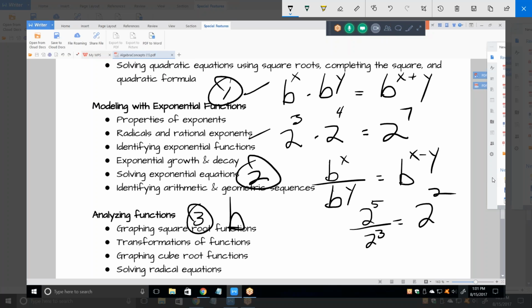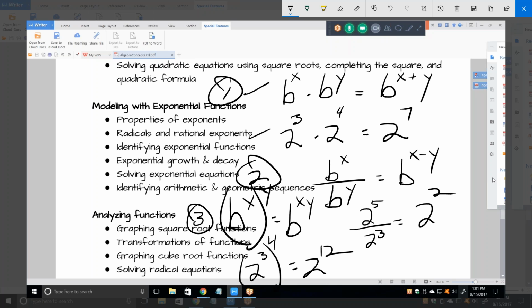And that's b to the x all to the y. What's that equal to? I'm not sure. It's b to the xy. In other words, if I had 2 to the third to the fourth, what's that equal to? 2 to the 12th. Okay.